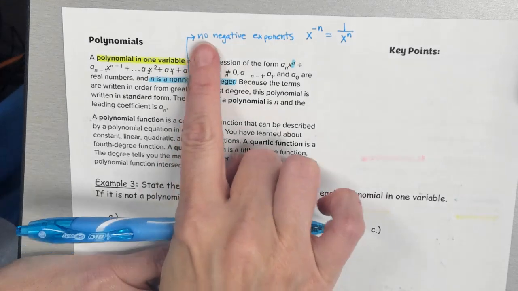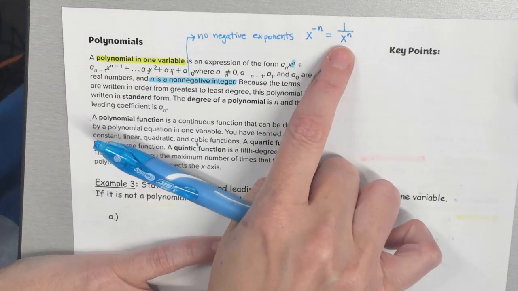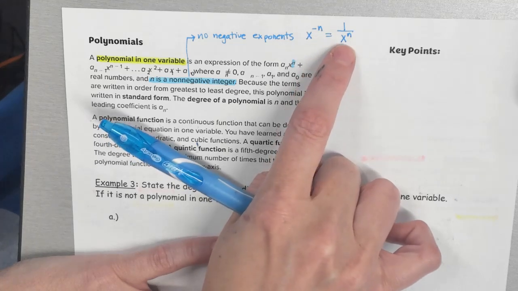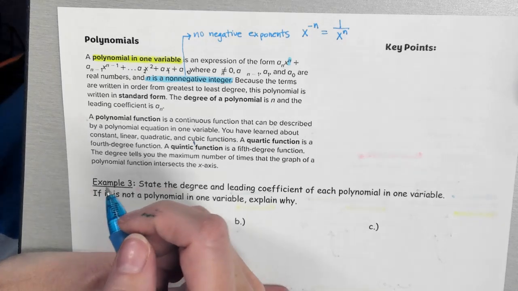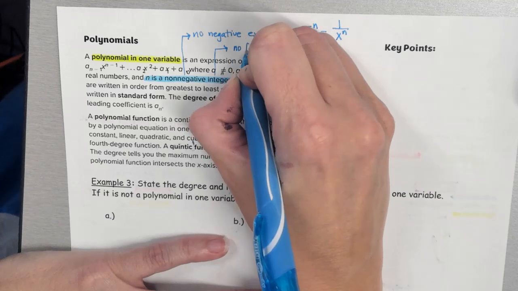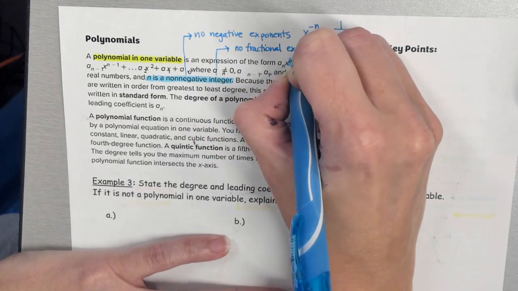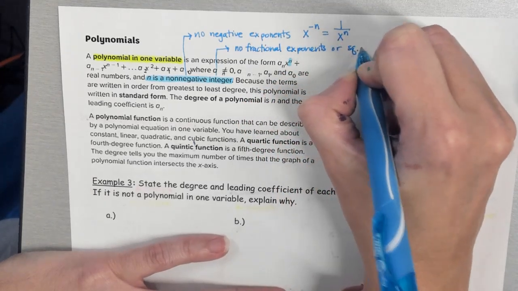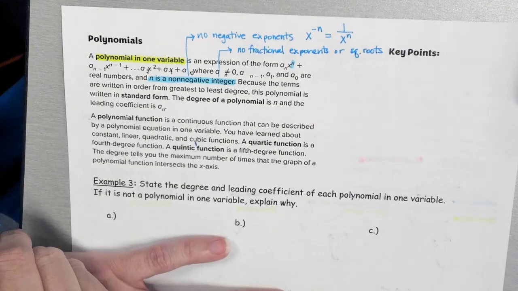Okay, so that's what it means by non-negative exponents. You can't have your exponent be a negative, but you also can't have the variable to a power underneath a value. So it can't be in the denominator there. Okay? And then if it's an integer, that means you have no fractional exponents or square roots. So you can't have any fractional exponents or square roots.